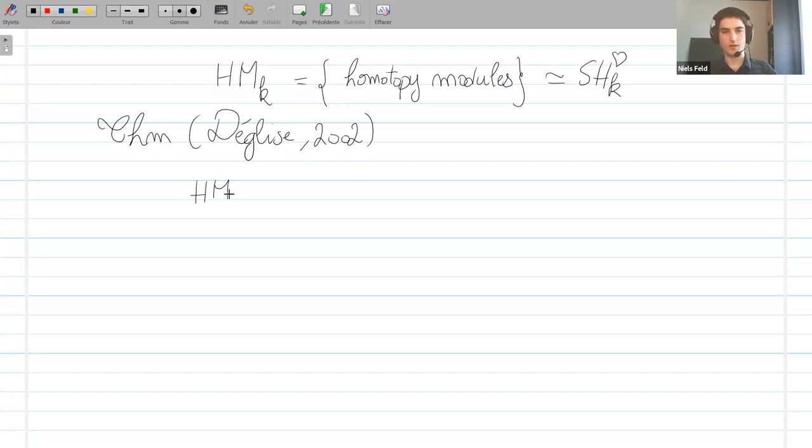So the category of homotopy modules with transfers. So what I mean, in the second part I explain what I mean by transfers, etc. But just for now, just for the introduction, I will not give, yes?